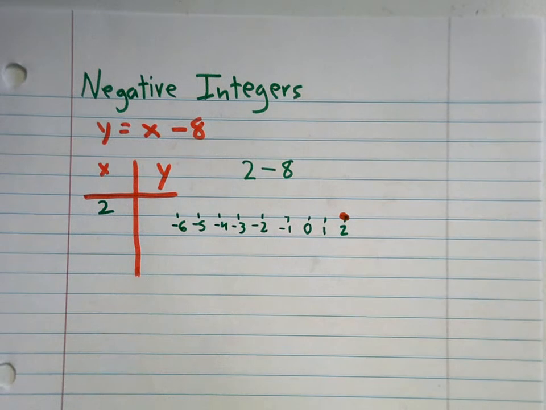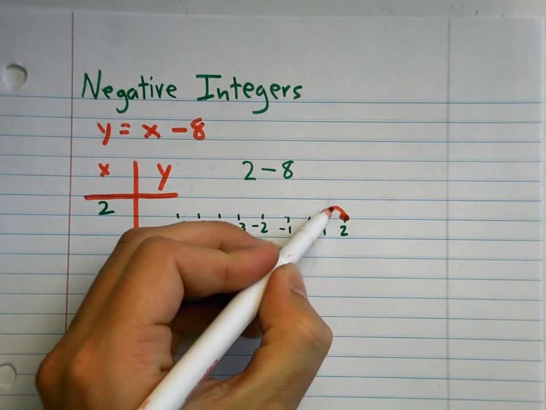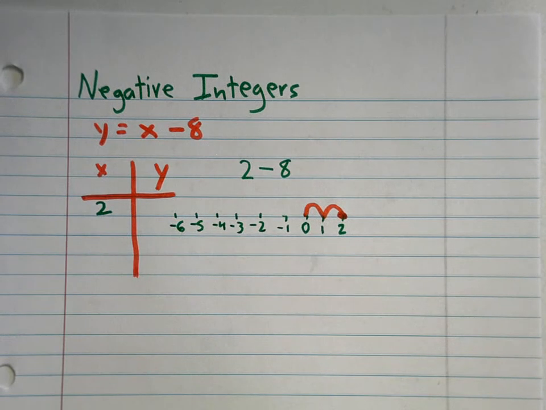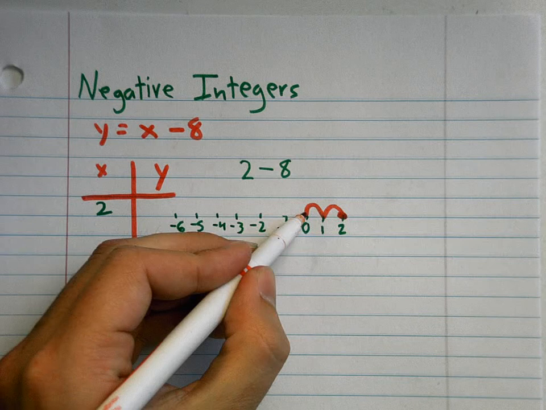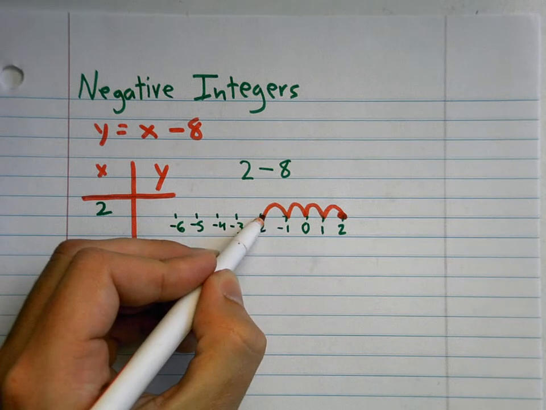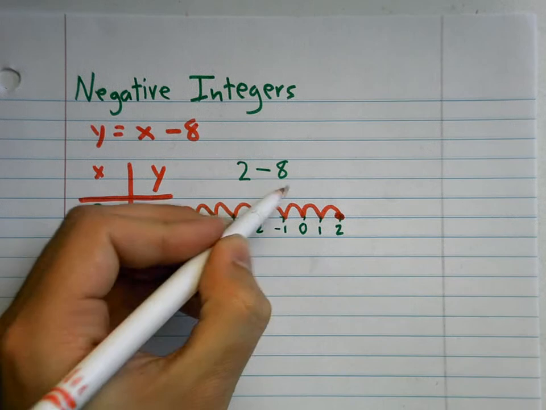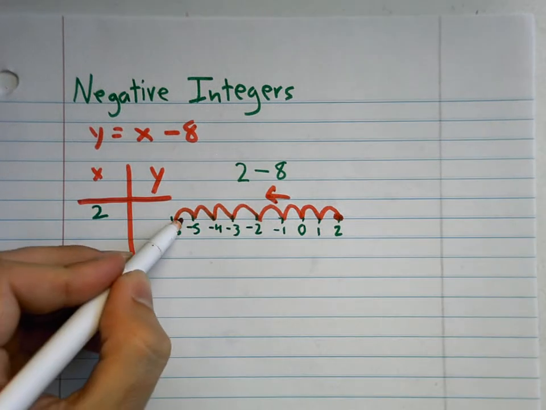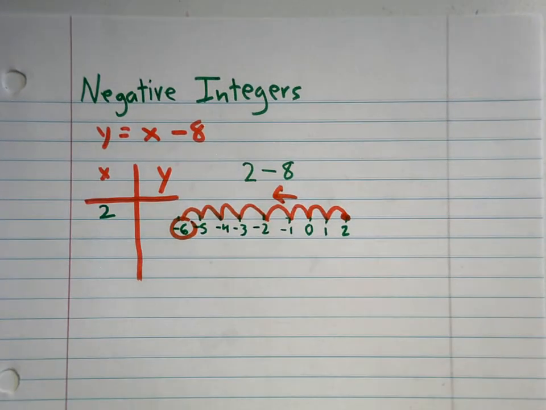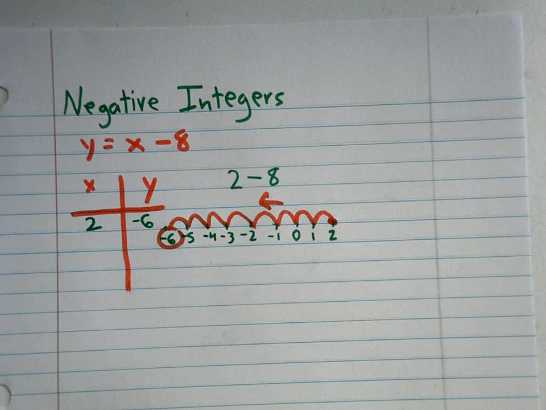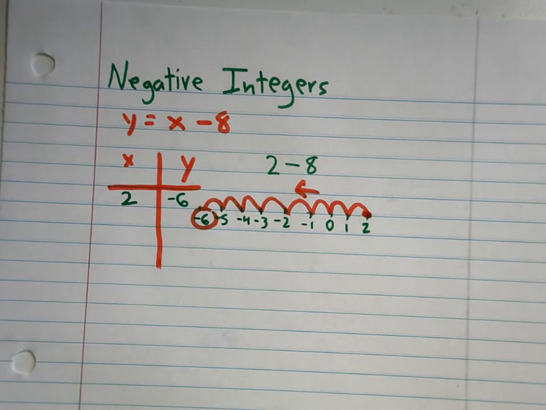I start with 2 and I have to subtract 8. 1, 2. Well, now I'm back to 0, but I've only taken a 2 away. I still have 6 more to take away. 3, 4, 5, 6, 7, 8. Since I'm using subtraction, I'm moving this way, and I stop at -6. So 2 minus 8 is -6. Okay? Because I'm using my number line.